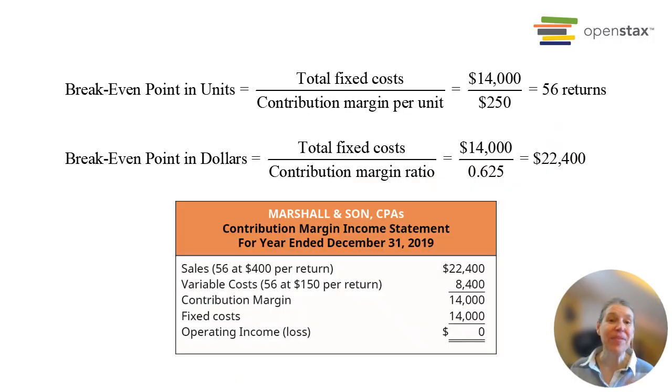How did you do? This is where we can check your work. Break-even point in units should be 56 returns, 14,000 in fixed costs divided by a $250 contribution margin. That contribution margin divided by selling price gives you a contribution margin ratio of 0.625. So applying that to our break-even in dollars formula, we get a sales of $22,400. We see that contribution margin income statement laid out here.